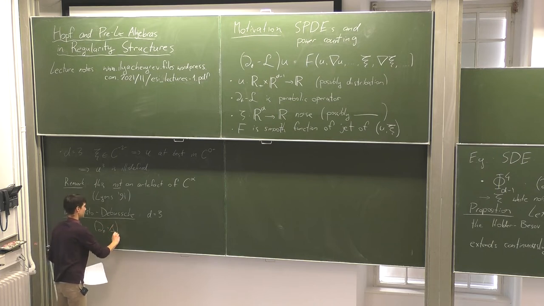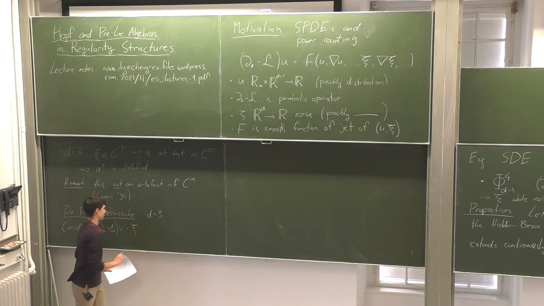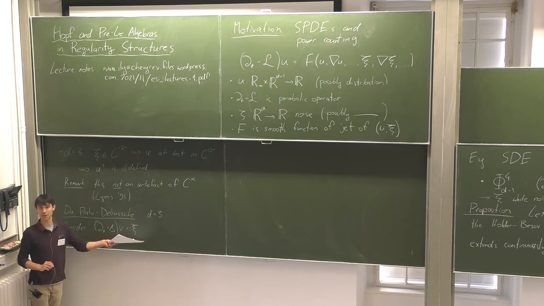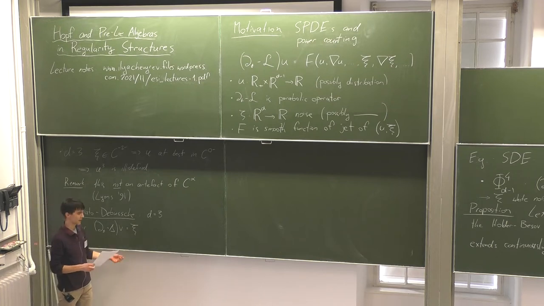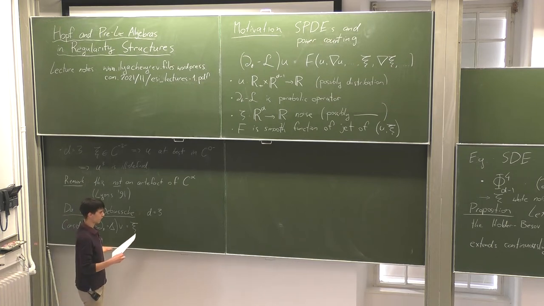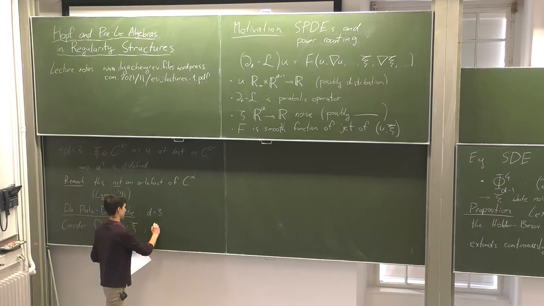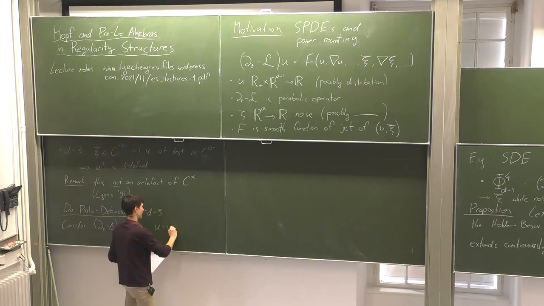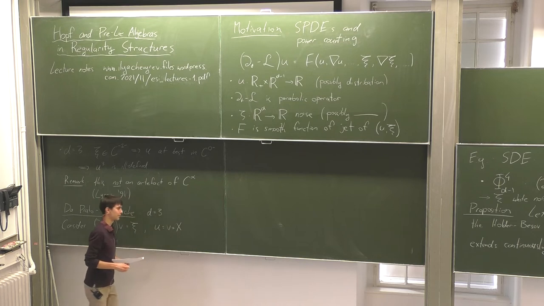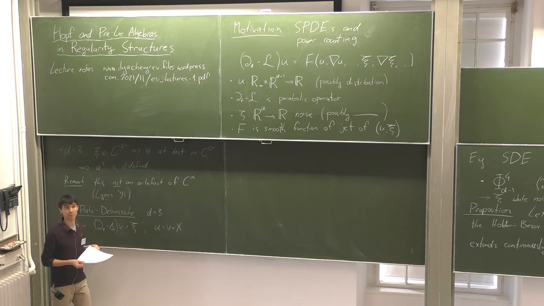You single out the most irregular part of the equation, which is the noise. So you consider an auxiliary function v, which solves just the linear part of the equation with the noise xi. And then you define u to be equal to v plus x. The hope is that x is a little bit better behaved.